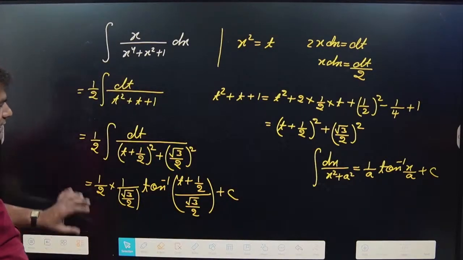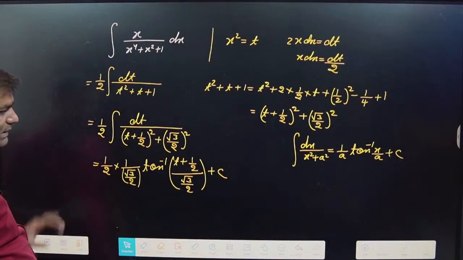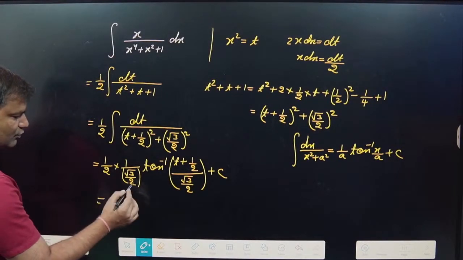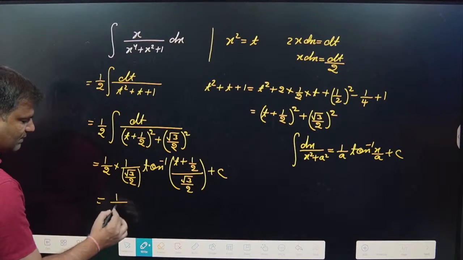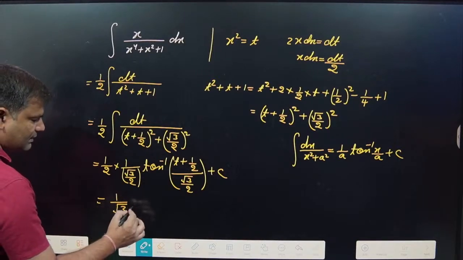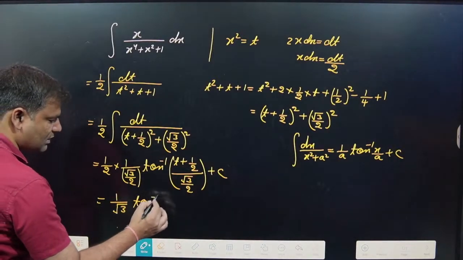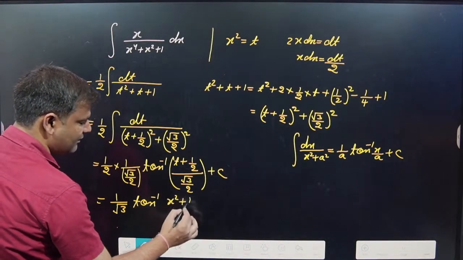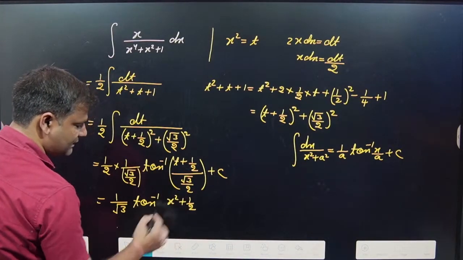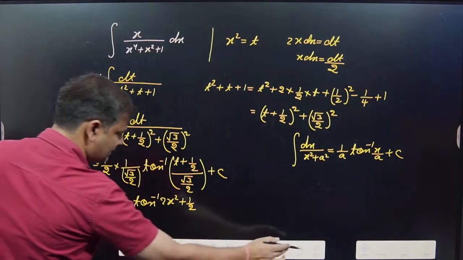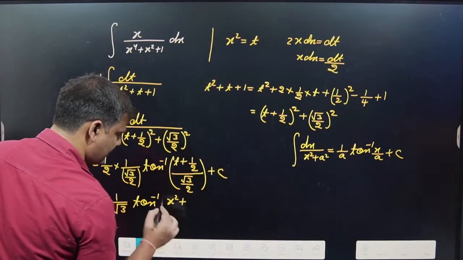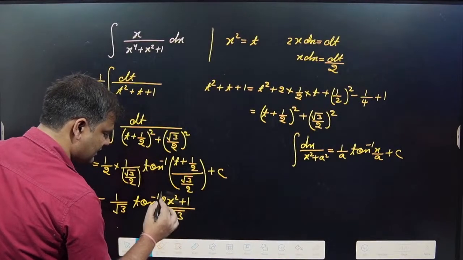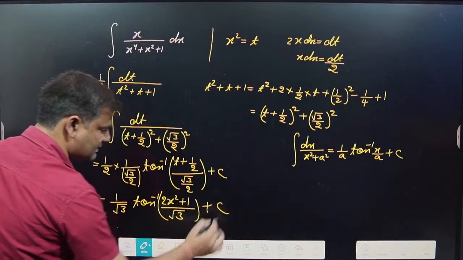Okay, now look here very carefully. The 2 cancels. So simply 1 by root 3 into tan inverse of t, basically x square, plus half. If we take the LCM, then it is very simple: 2 into x square plus 1 divided by root 3, plus c is the right answer.